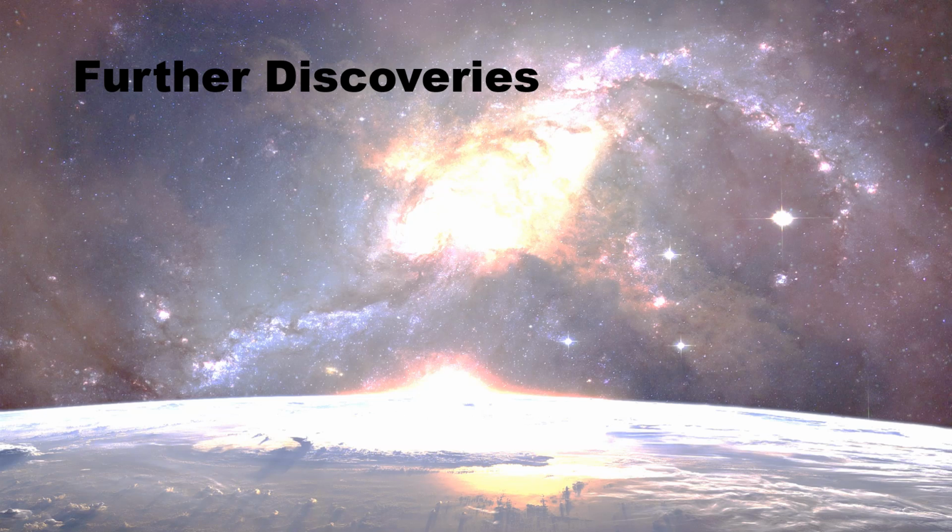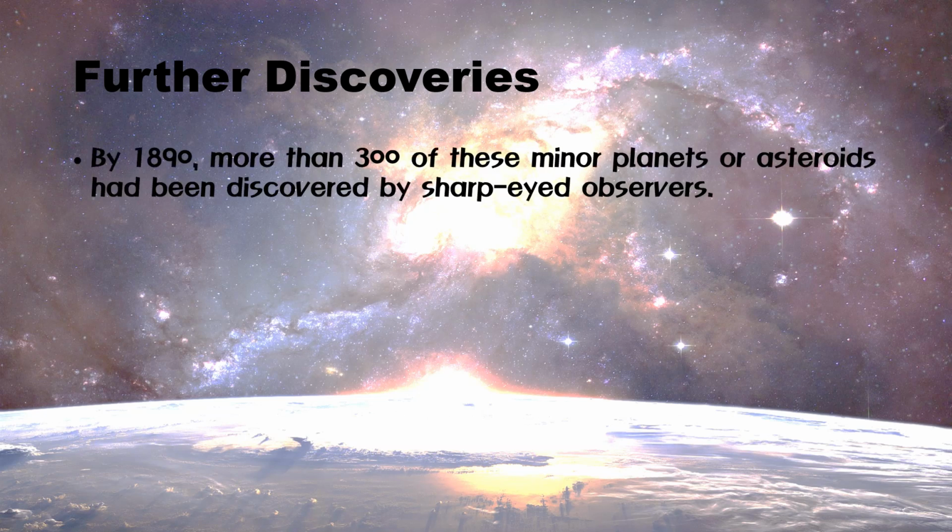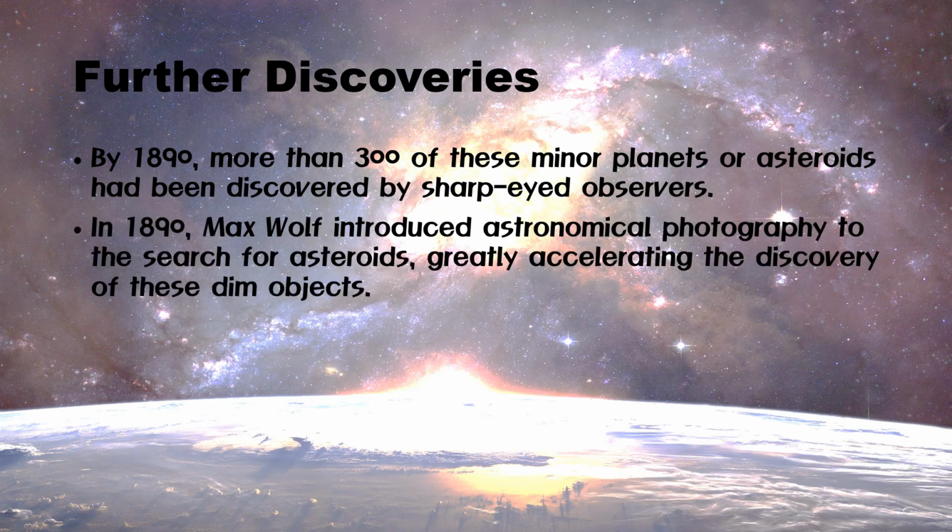Of course, this then started leading to further discoveries about this area between Mars and Jupiter. By 1890, more than 300 of these minor planets, or asteroids as they were starting to be referred to, had been discovered by sharp-eyed observers. And Max Wolf introduced astronomical photography to the search for asteroids, greatly accelerating the discovery of these dim objects.